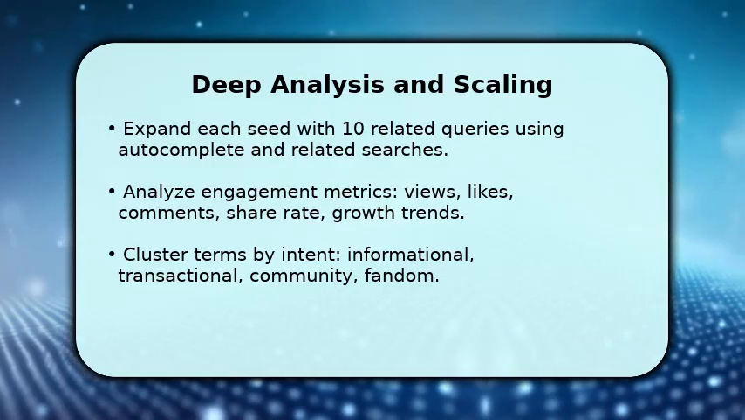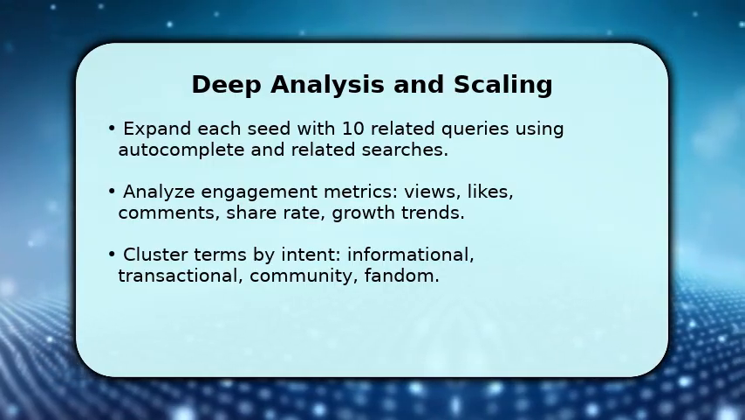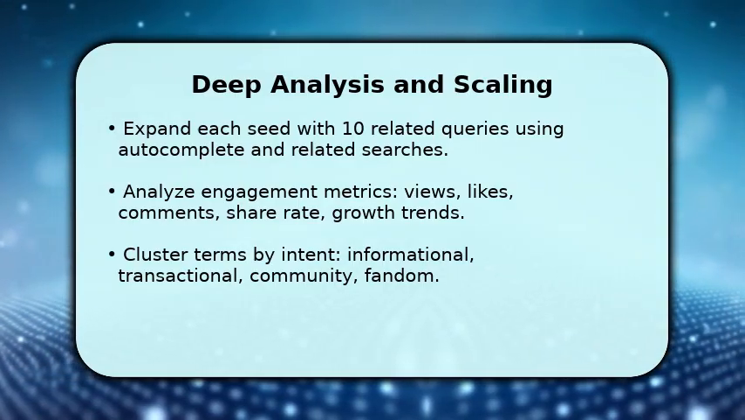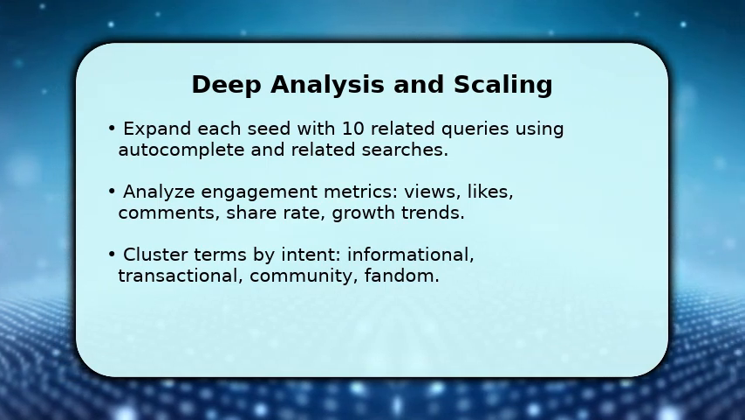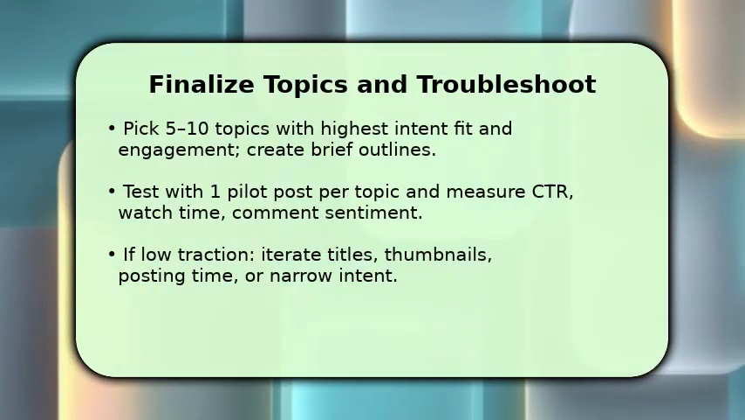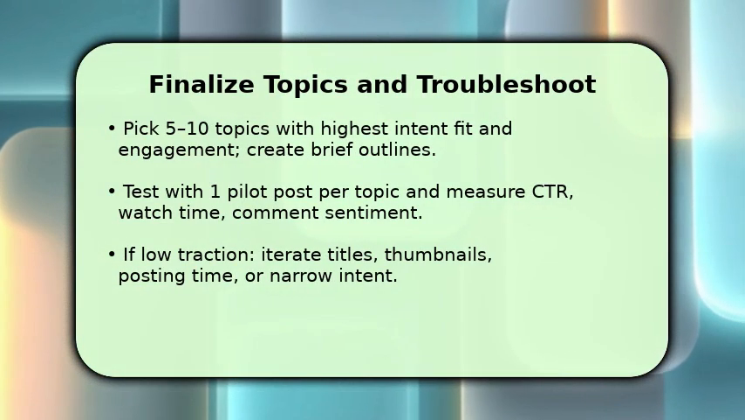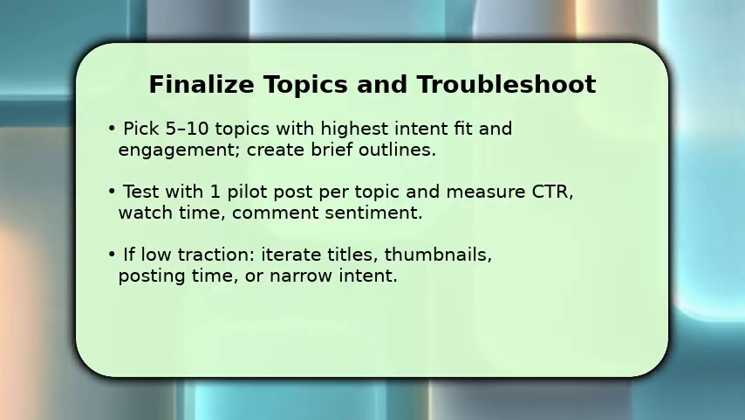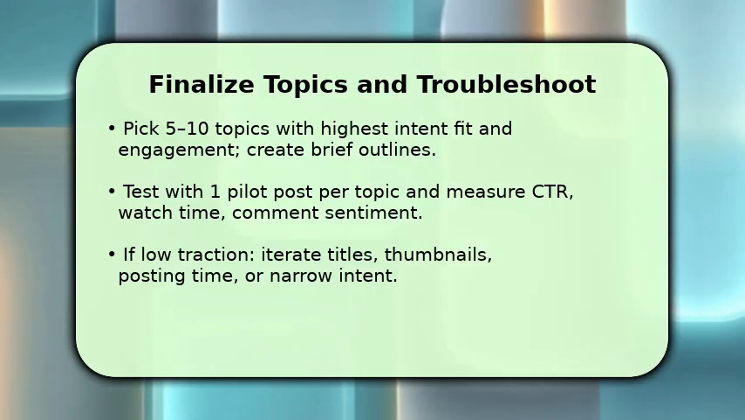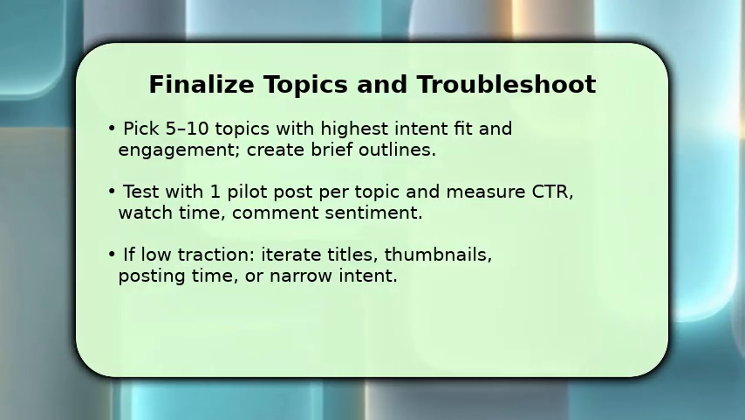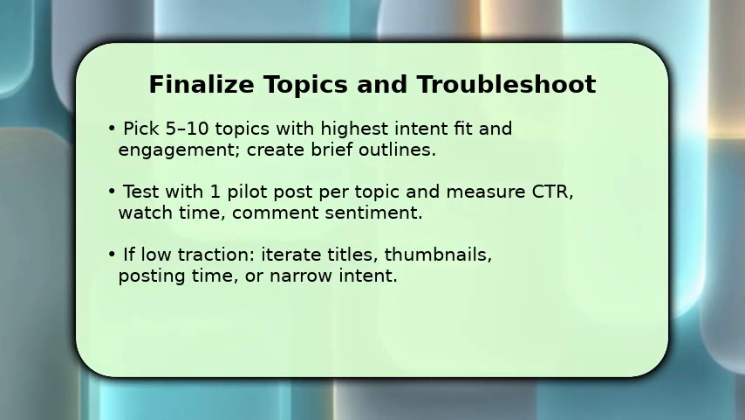If you scale, use simple scripts or tools to pull top 50 results per seed and update your sheet automatically for ongoing discovery. You finish by selecting 5-10 topics that best match intent and engagement and write short outlines for each. Publish a single pilot post per topic and track CTR, watch time, and comment sentiment to validate choices.